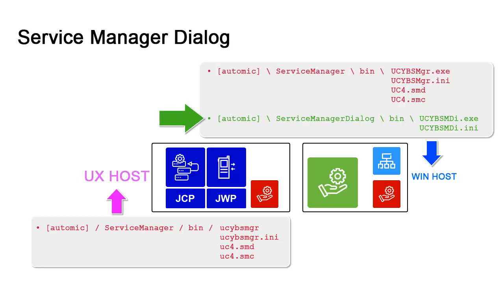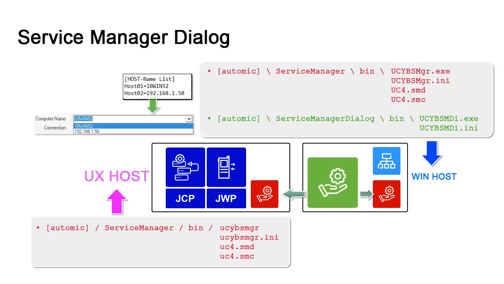However, Service Manager has a dedicated interface called the Service Manager Dialog, which is only available on Windows platforms. It has its own directory. Our customers commonly host servers on Unix and then control that Service Manager with a Dialog installed on a remote Windows computer. To configure this, we use the Dialog's INI file to reference all the hosts whose Service Managers we're planning on reaching. We use the host name list section. Once you've done this, you'll find a drop-down menu that lets you select different hosts.